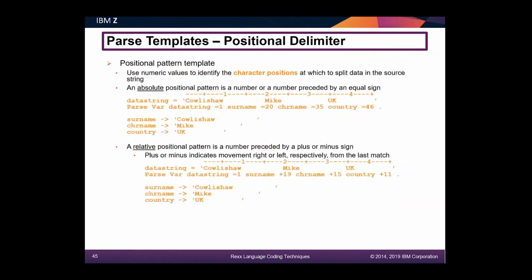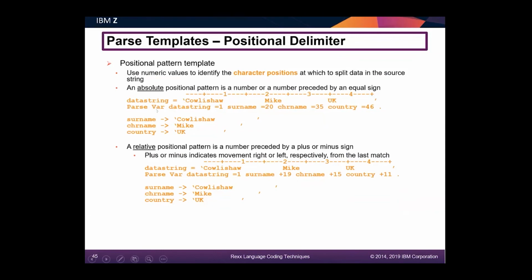Okay? So we can also do positional delimiter. I can take a set of data apart based on columns, and I can do that in a couple of different ways. The first way is absolute position. So I can say, here's my data string is equal to Kalashaw Mike UK. The scale at the top here is just for convenience. It is not part of the data. For those who don't know, Mike Kalashaw invented Rexx for IBM exactly 40 years ago, actually.